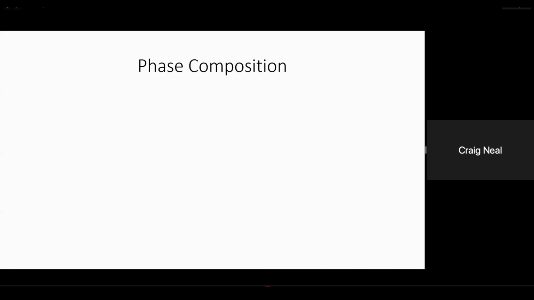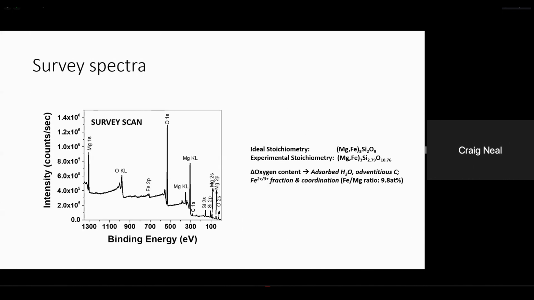Okay. So now that we have these impressions of what's going on physically and what phases are formed, we want to look at the chemical composition to really describe what's happening at each of these points in processing material. So in doing so, we did X-ray photoelectron spectroscopy, and we looked specifically at spectra for magnesium, iron, silicon, and oxygen, and looked at the relative amounts of each of these, as well as probing the chemical states for certain of the elements.